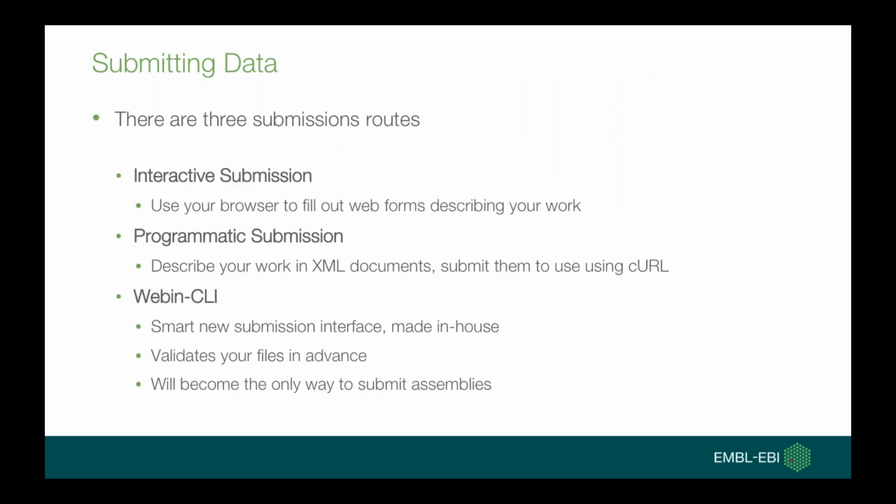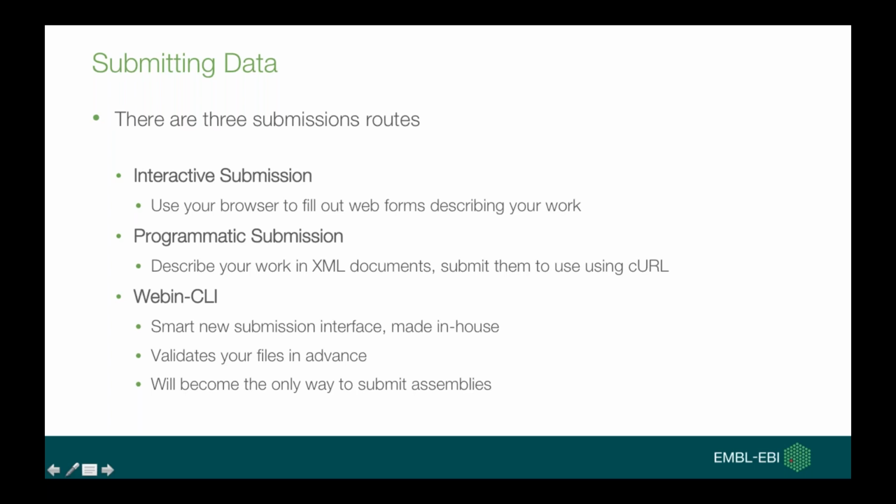So now we've talked about how you would structure the different things that you would be submitting. I'm going to talk a little about the different routes of submission that are open to you at ENA. So there are actually 3 different ways that you can do it. The different routes are good for different things. Interactive submission and programmatic submission are the older ones. These have been around for a while. Webin-CLI is something new.